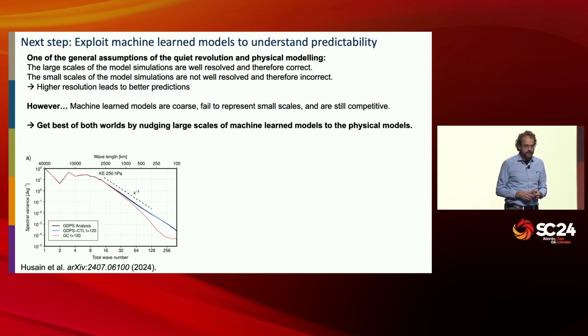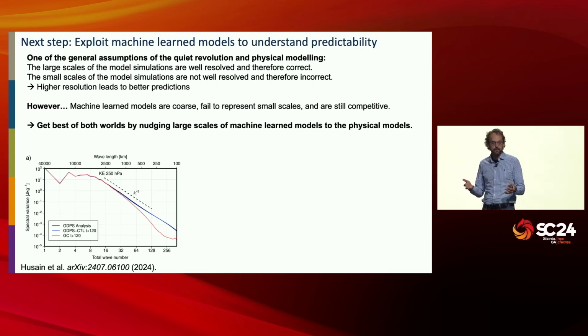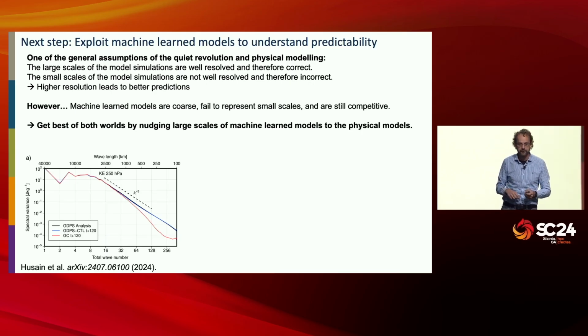So the Canadians thought about this and said, okay, let's just get the best of both worlds. So what we do is we take a physical model, and we now nudge the physical model to the machine learned model, because we know the machine learned model is doing well for the large scales, but we don't want to touch the small scales of the machine learned model.